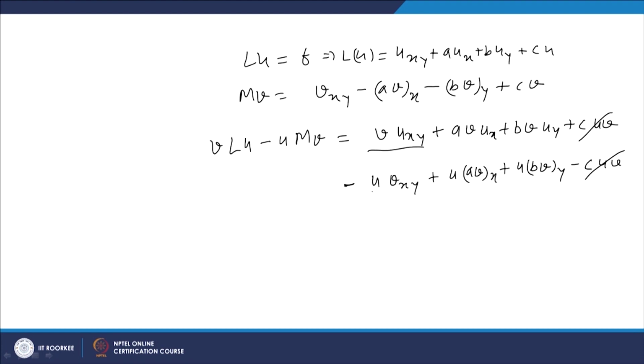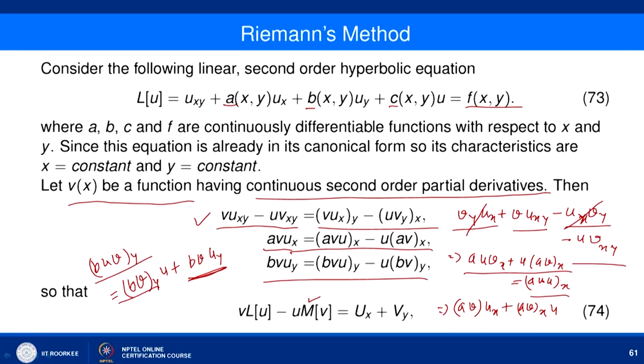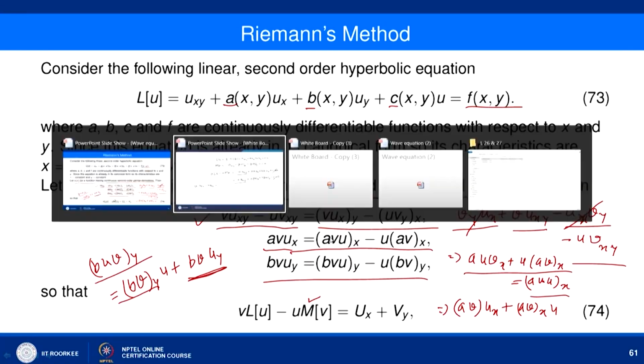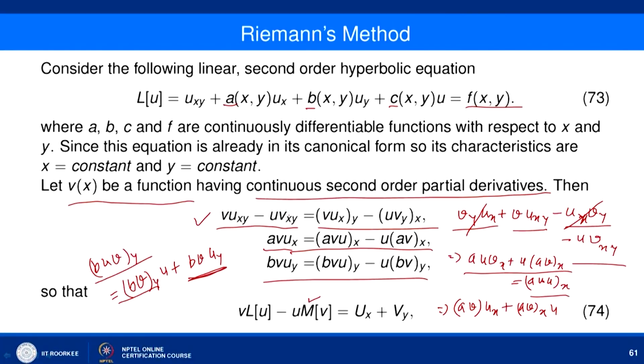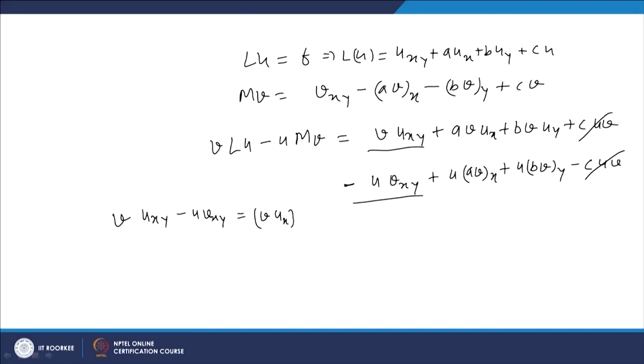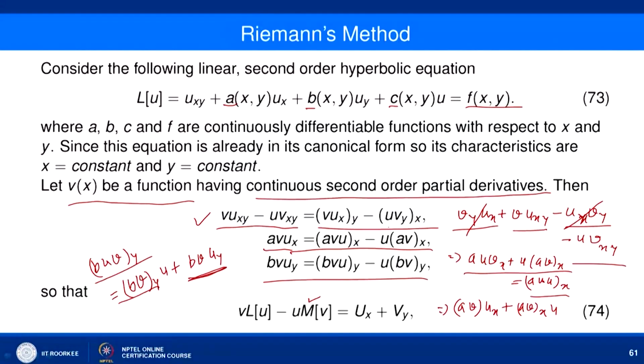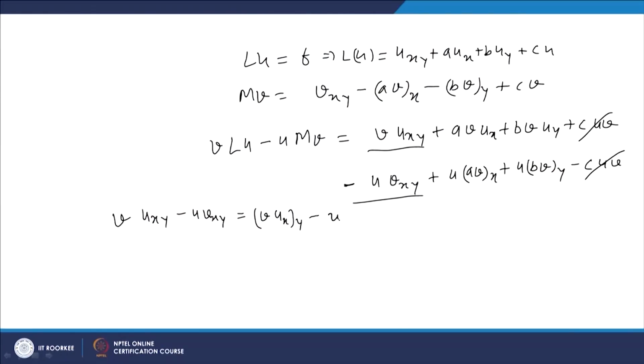Now, this term, v u_xy minus u v_xy, which we have approximated like this: v u_xy minus u v_yx, u v y of x. So, this term minus this term we have approximated like this.